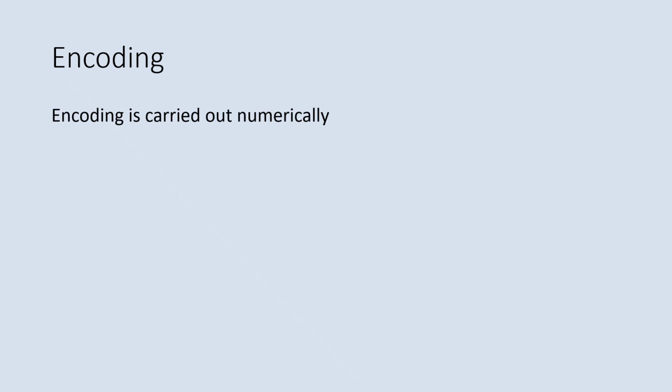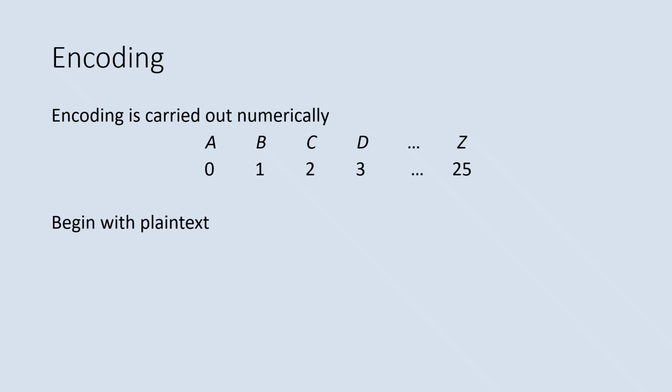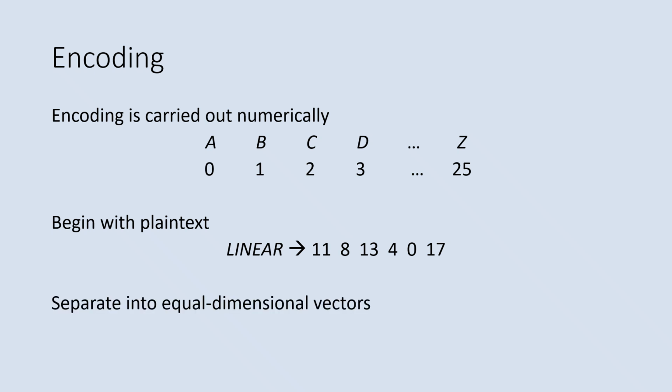So for the encoding, this is carried out numerically. So we will think of, for now, just the capital letters, A to Z, and number those 0 to 25, so the 26 letters. And so the way the process works is we begin with the plain text, and let's say we have the word linear. We convert that to numbers, so 11, 8, 13, 4, 0, and 17 is the numerical encoding of linear in this version.